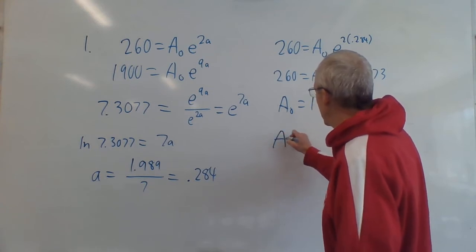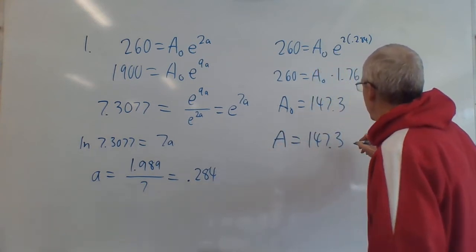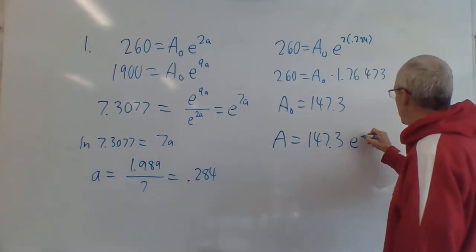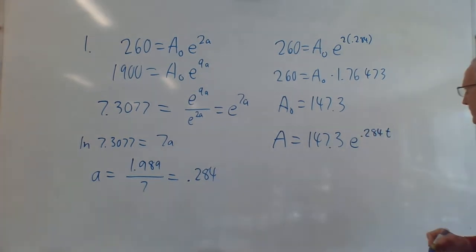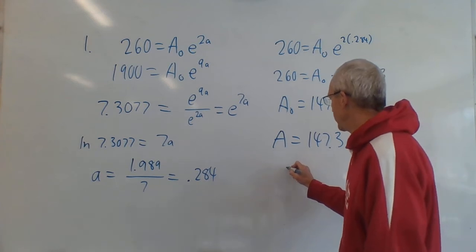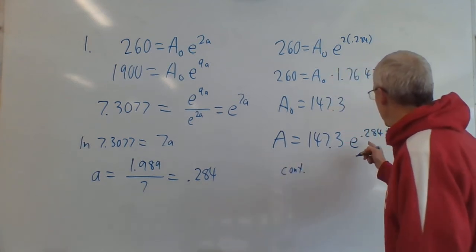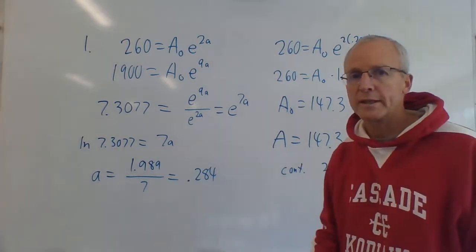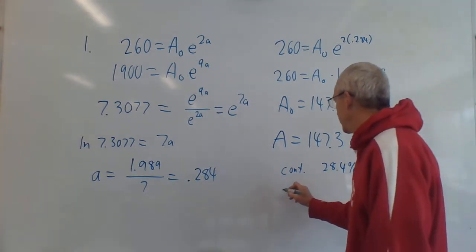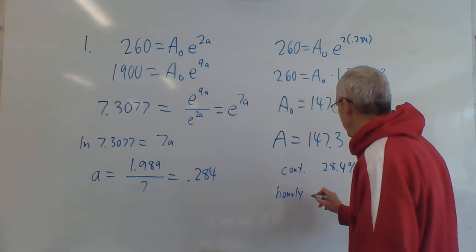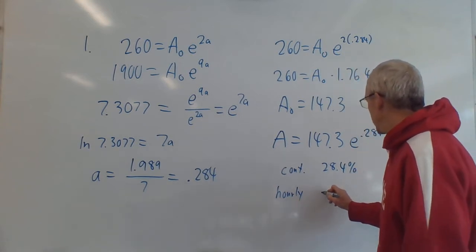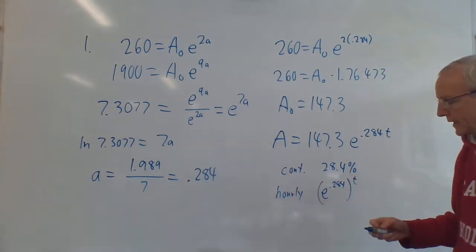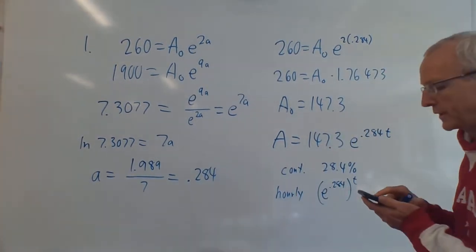So finally our model is A is equal to 147.3 e to the 0.284 t. Okay, so our continuous growth rate is 28.4%. They're growing continuously at 28.4%. Or if we want to know the hourly growth rate again, so how many more do we have every hour? It would be e to the 0.284, right? Because that would be that to the t, so that would be our b there. So we got to figure that out. So what's e to the 0.284?